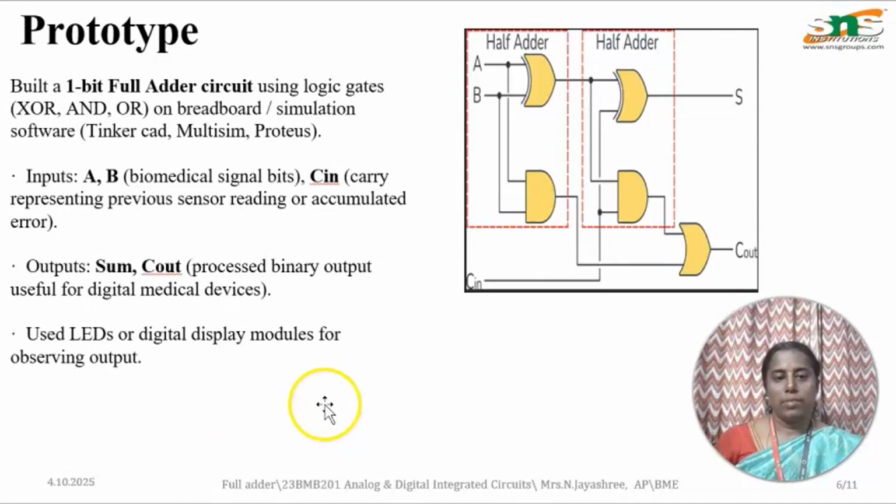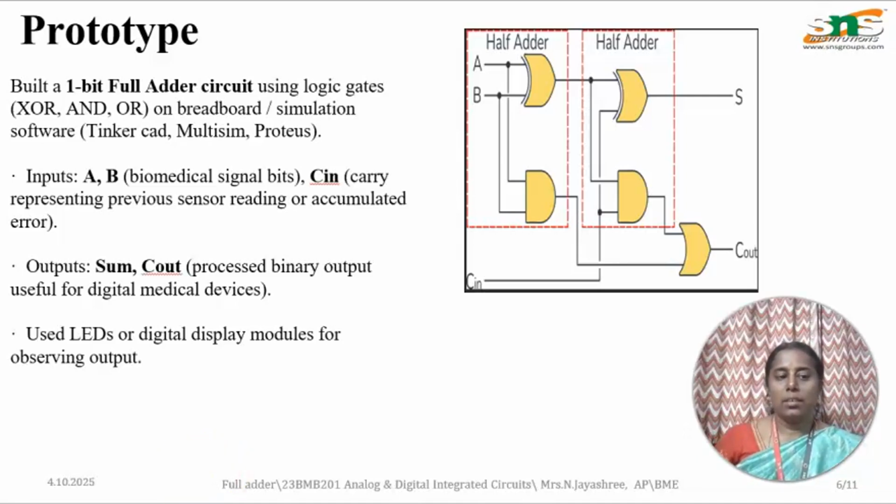Next is the prototype. We already know that a full adder consists of three inputs. Similarly, two half adders form the full adder. The two half adders contain two inputs and two outputs, whereas the full adder contains three inputs and two outputs. So this is the prototype circuit for the full adder. Inputs A and B are biomedical signal bits. C in is the carry representing the previous sensor reading, and the outputs represent the sum and C out. It uses LEDs or digital display modules for observing output.